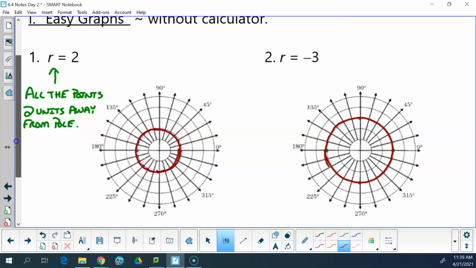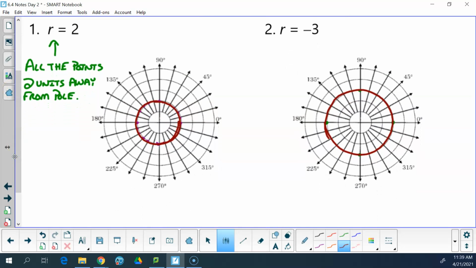So r equals constant graphs are circles in polar.